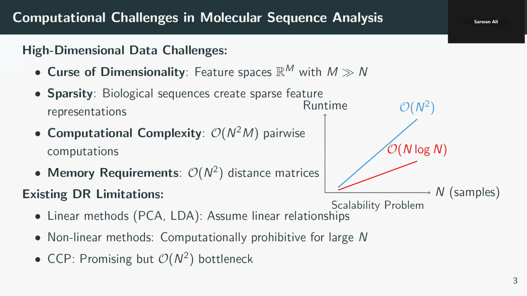Now, existing dimensional reduction methods have their own limitations. So linear methods like PCA assume linear relationships which rarely hold in the biological data. So what about the nonlinear methods? They are computationally prohibitive for larger data sets. CCP shows promise, but it still has this n squared bottleneck. So you can see the scalability problem clearly in this figure on this slide. As n increases, we get this quadratic growth in runtime, while what we really need is something closer to the linear scaling.